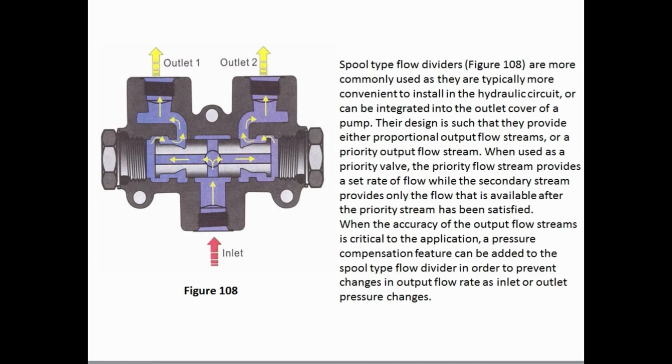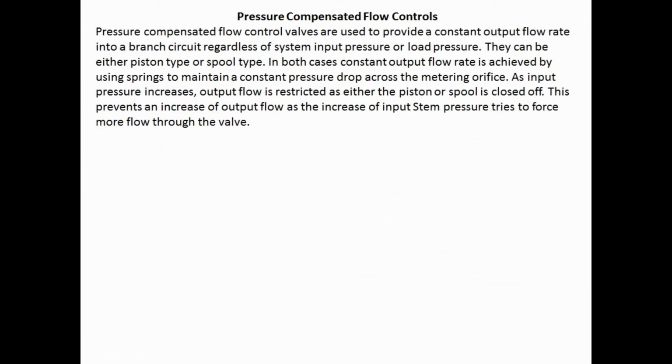A pressure compensation feature can be added to the spool-type flow divider in order to prevent changes in output flow rate as inlet or outlet pressure changes. Pressure compensated flow controls. Pressure compensated flow control valves are used to provide a constant output flow rate into a branch circuit regardless of system input pressure or load pressure. They can be either piston type or spool type.